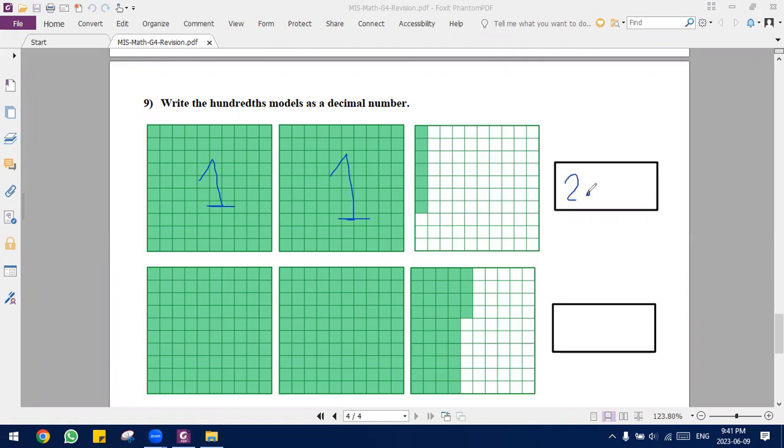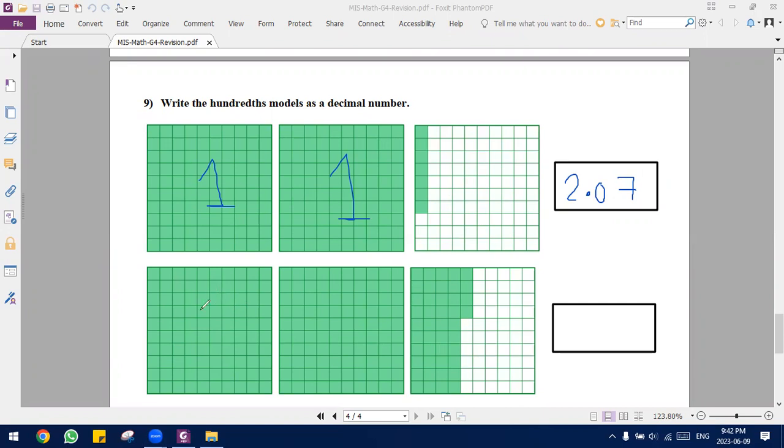point. Now, how many squares? Here we have not a full column. We have less than a column. We have 1, 2, 3, 4, 5, 6, 7. But is that 7 like this? No. So this is not 7 out of 10. I have 7 squares out of 100. So I do it like this. 7 out of 100. There is a 0 here. 7 in the 100th digit.